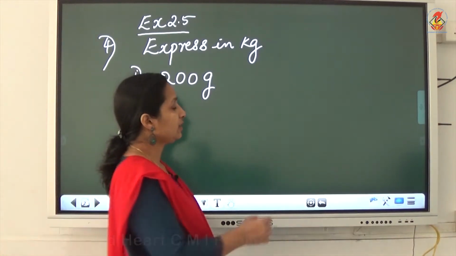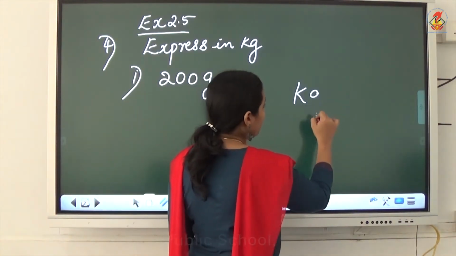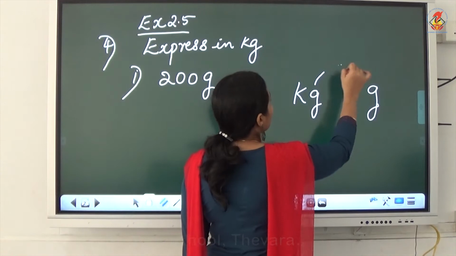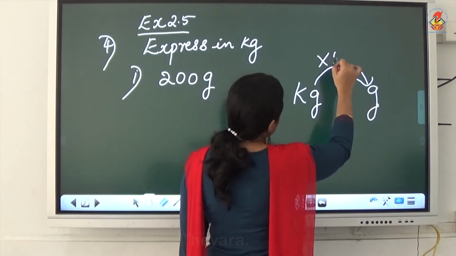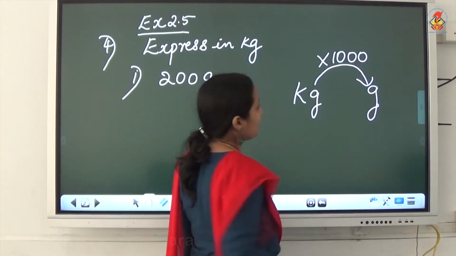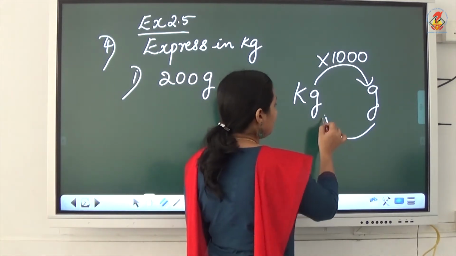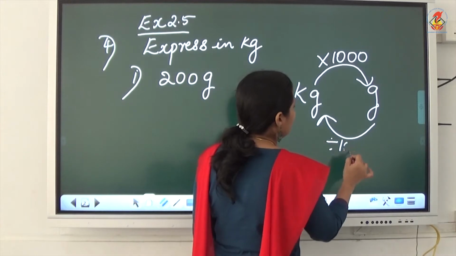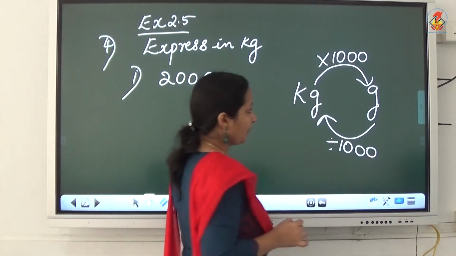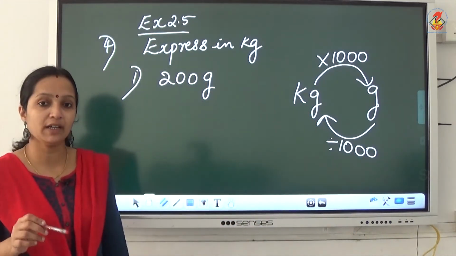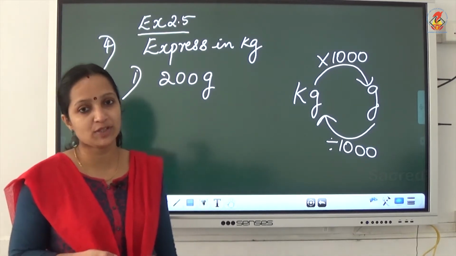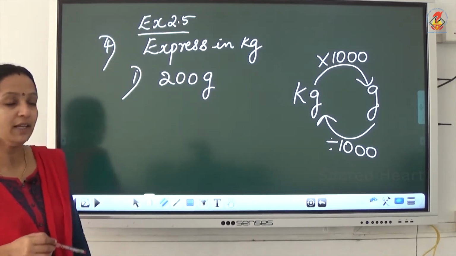We already learned in your earlier classes that for converting kilogram into gram, you have to multiply by 1000. So, for converting gram to kilogram, what you have to do? You have to divide by 1000. I hope it's clear. For converting gram to kilogram, what you have to do, children? You have to divide by 1000.